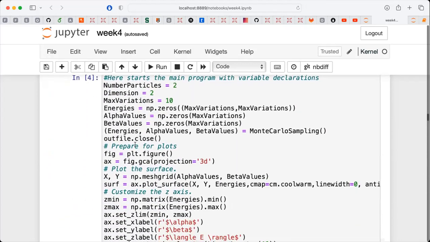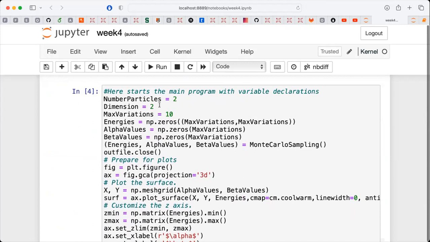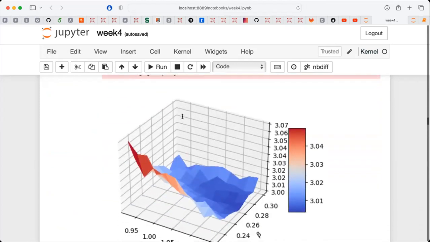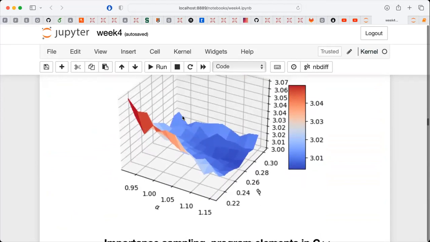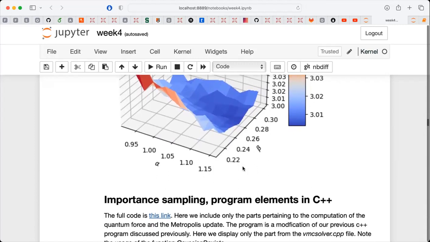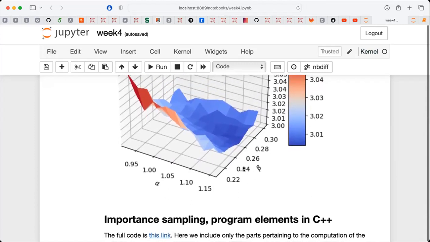So what you would see now for this specific case, where I look at two variational parameters, two particles in two dimensions, and then I have 10 variational parameters, 10 alpha values and 10 beta values, so 100 parameters. And then I perform the calculation here. You will see now that the result has a minimum around 1 for this alpha, and it has a minimum around a beta value which is closer to 0.3. And I actually have results which are almost spot on the analytical result.